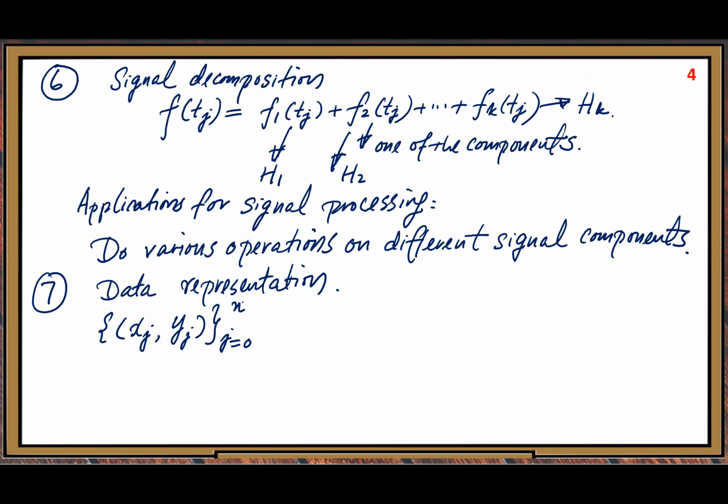Then we would like to represent this data. We call it modeling. We try to find a suitable model for our data. So data modeling, a suitable model. Because if you do not do this step, data representation, data modeling, it's very hard to apply mathematical tools on data.